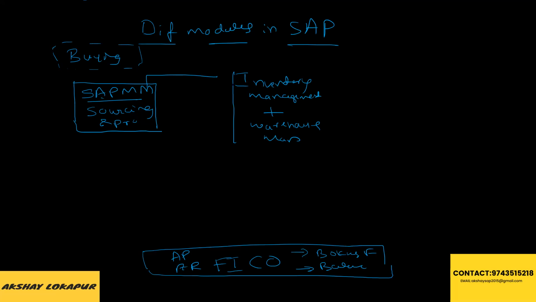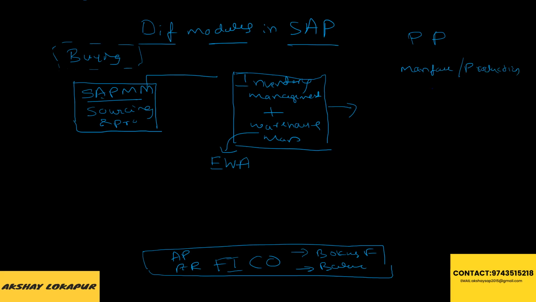These two we have as separate modules. In S4 HANA, we'll use EWM, Extended Warehouse Management, which came with new functionalities. Then we have production, which will take place in the PP module, Production Planning. Here manufacturing, or you can call it production, and planning. And then the Quality Management module, the QM module.